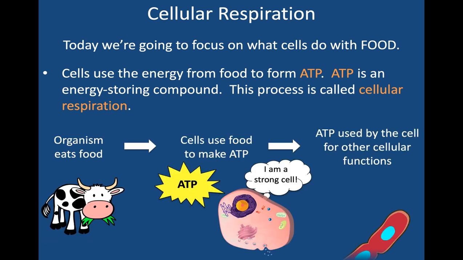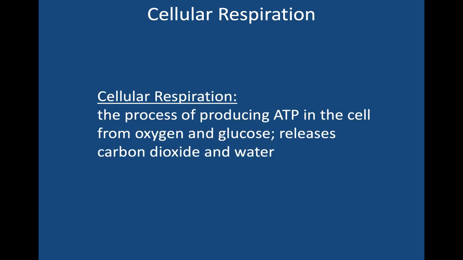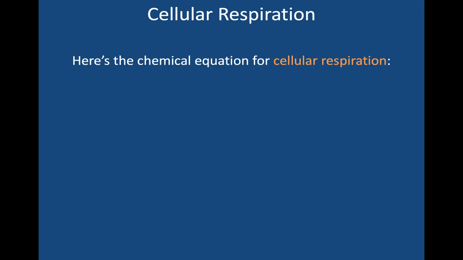So, how this works is that organisms eat food. Cells use that food to make ATP, and ATP is used by the cell for other functions in order to power the cell. Cellular respiration is the process of making ATP in the cell from oxygen and glucose and releasing carbon dioxide and water. This is the chemical equation for cellular respiration.